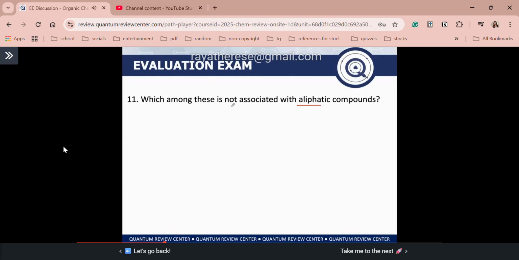Class, hydrocarbons yan ha, your alkanes, alkenes, and alkynes. Letter A, they contain 4n plus 2 pi electrons. Dun palang mali na agad, class, this is Hückel's rule. And this is characteristic of not aliphatic, but aromatic compounds. Alright? So, number 11, sorry, answer is letter A.